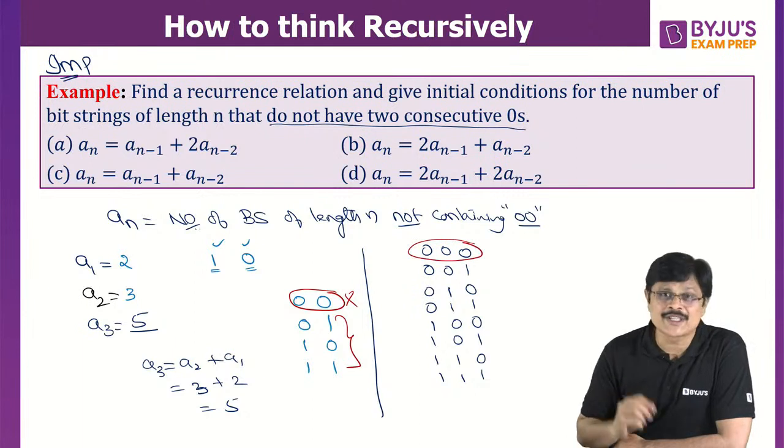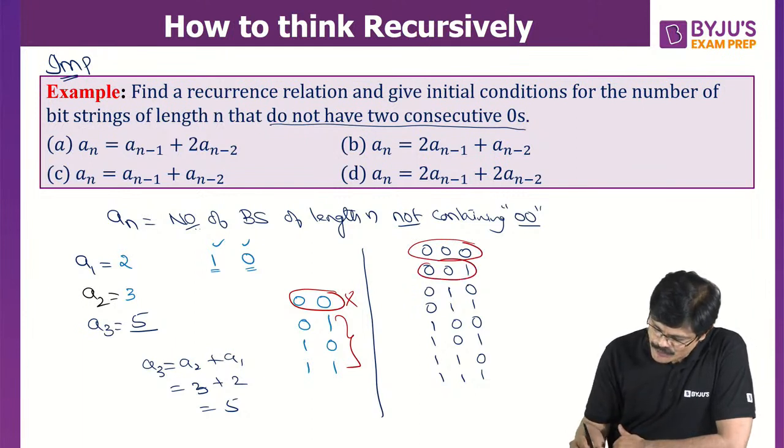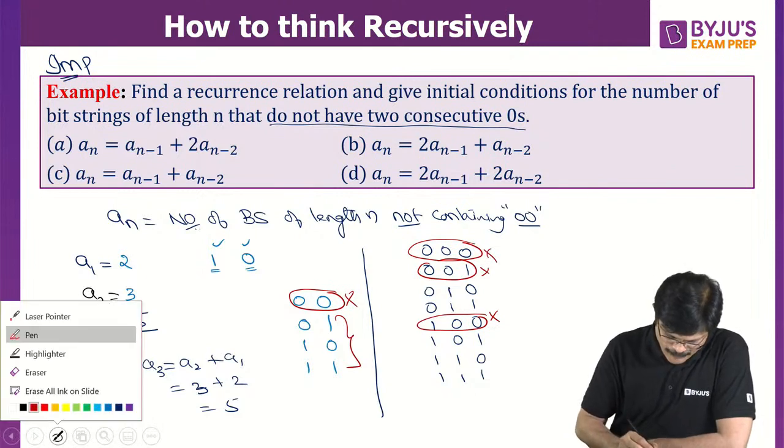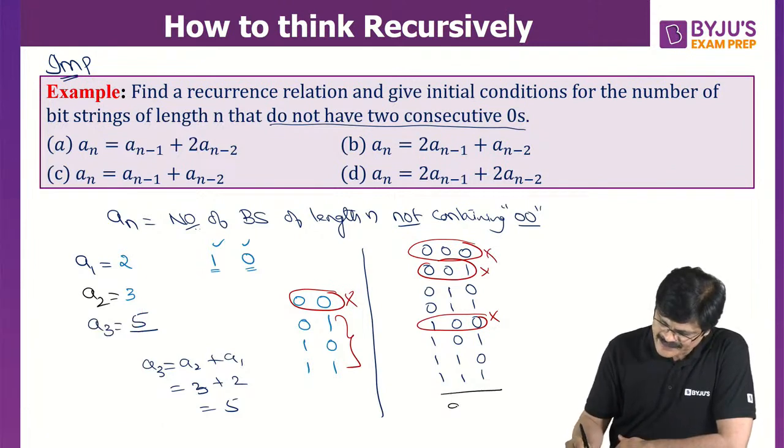This is ruled out because of the 0 0. Even this is ruled out. Even this is ruled out. These three are out. Therefore, what is the correct answer? A3 is 5. 5 members: 1, 2, 3, 4, 5.